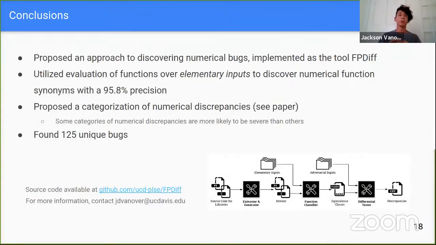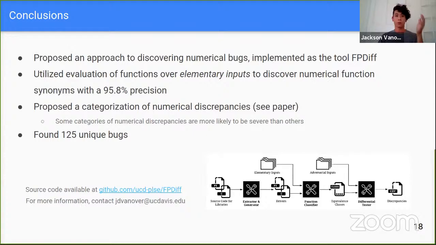So in conclusion, in this paper, we proposed an approach to discovering numerical bugs. Given our implementation as the tool FPDiff, we found that our classifier, utilizing that evaluation over elementary inputs to discover function synonyms, was very successful. We got a 95.8% precision. And we proposed a categorization of numerical discrepancies, with a full discussion in the paper. Suffice to say that not all numerical discrepancies are equal. Some are more likely to be representative of buggy behavior. And we found 125 unique bugs.